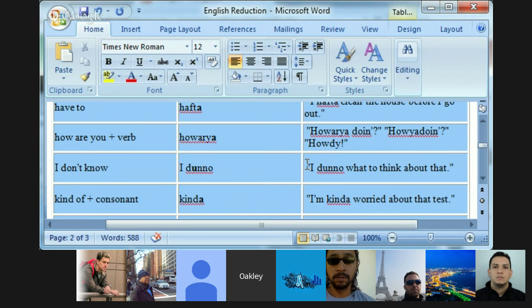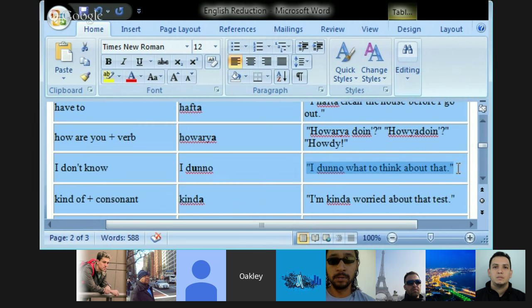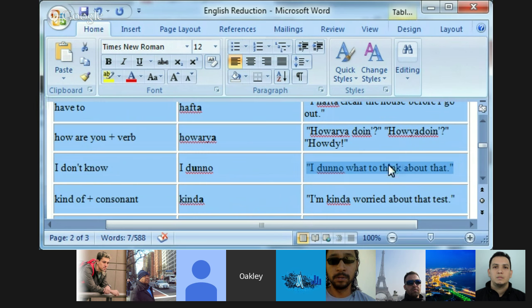Okay. Anyway, can you try this example sentence? Okay. I don't know what to think about it. Okay, I don't know what to think. What to think? The to would be reduced to ta. I don't know what to think. Okay. I don't know what to think about that.